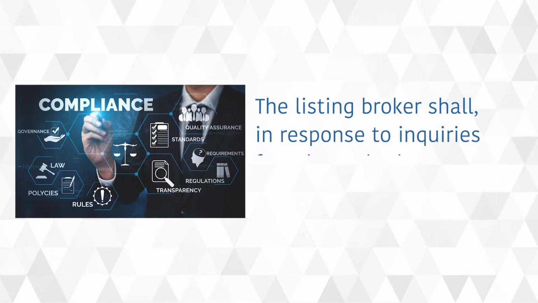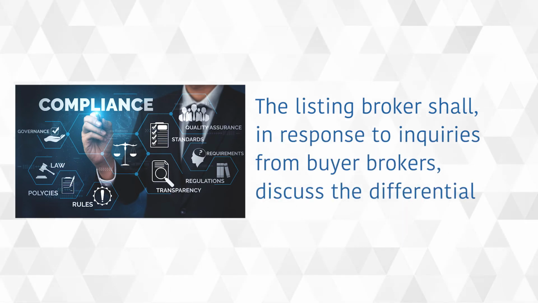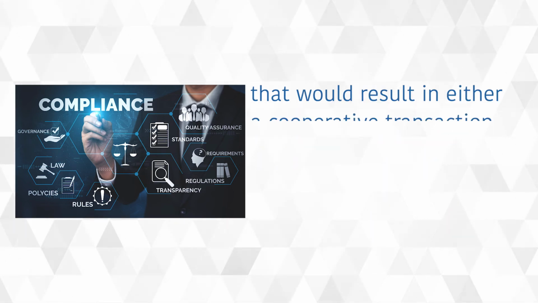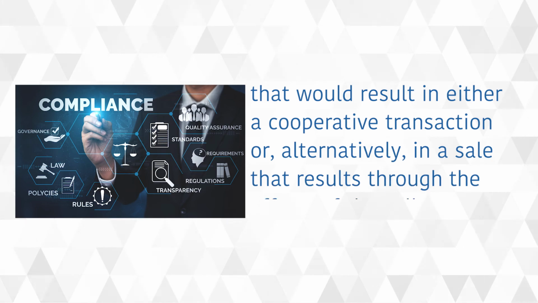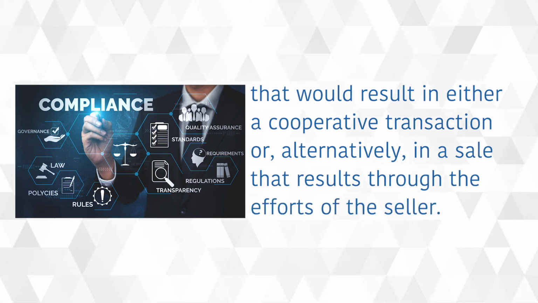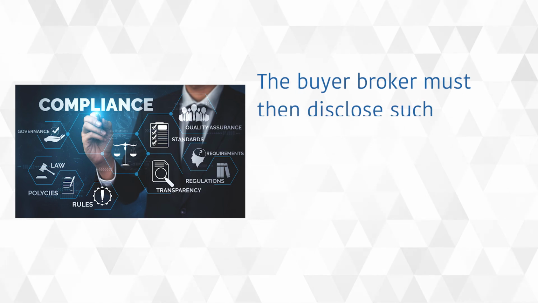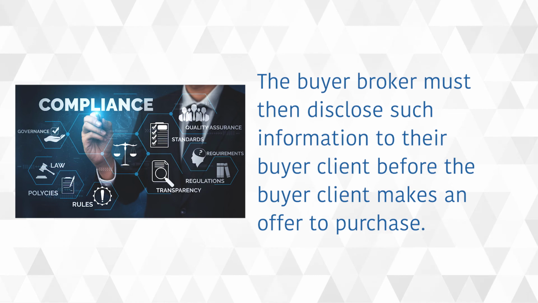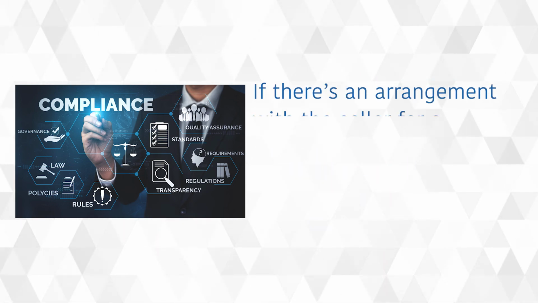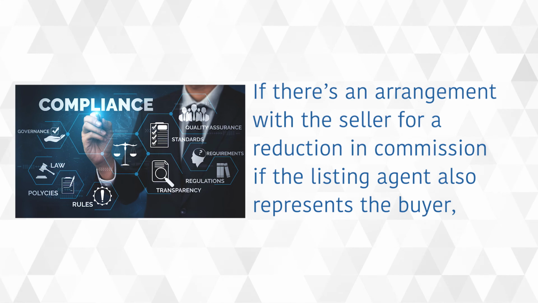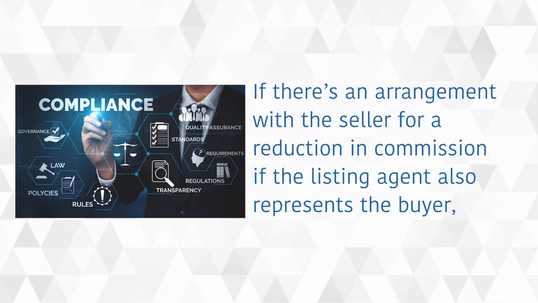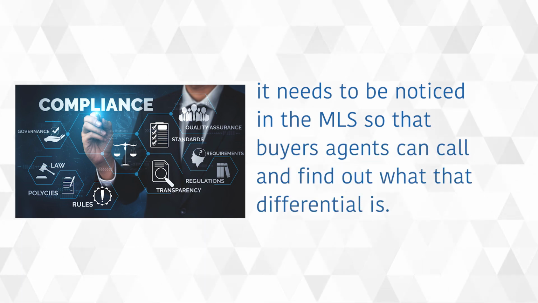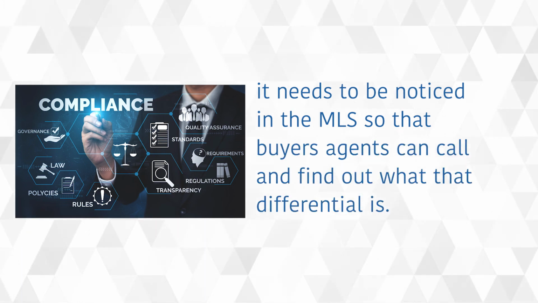The rules also tell us that the listing broker shall, in response to inquiries from buyer brokers, discuss the differential that would result in either a cooperative transaction or alternatively in a sale that results through the efforts of the seller. The buyer broker must then disclose such information to their buyer client before the buyer client makes an offer to purchase. It's simple. If there's an arrangement with the seller for a reduction in commission if the listing agent also represents the buyer, it needs to be noticed in the MLS so that buyer's agents can call and find out what that differential is.